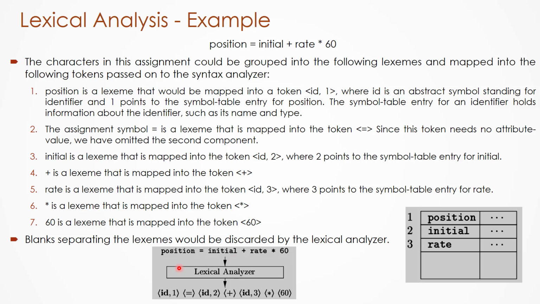So to the lexical analyzer, an input is given: position equal to initial plus rate star 60. It is converted into some tokens. So tokens are in the form id1 equal to id2 plus id3 star 60. So I hope you understood the meaning of id. id means identifier and represents the symbol table entry or symbol table row.